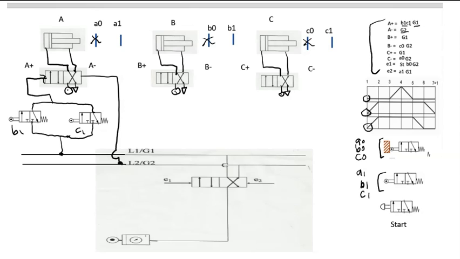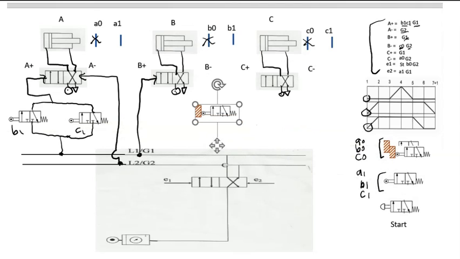Find G2, direct to G2. Don't forget the loop. And then for B plus, going direct to G1. And B minus is going to be C0. So C0 is the touch limit switch. So we're going to use this one, label it as C0. We're going to use the left side. Connect left side, and going to G2. Loop G2.